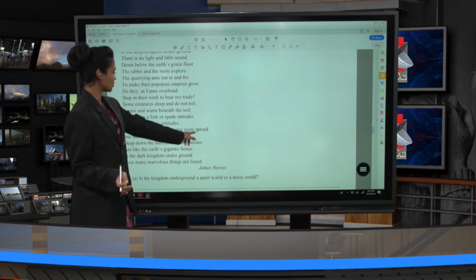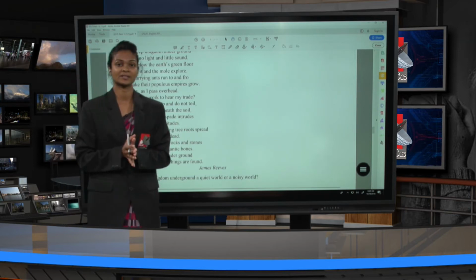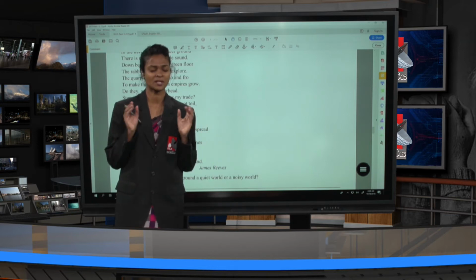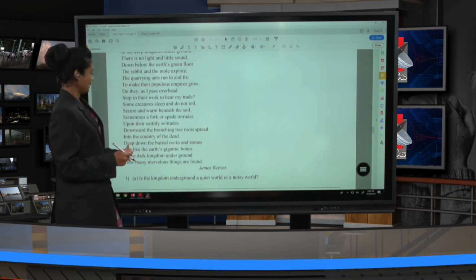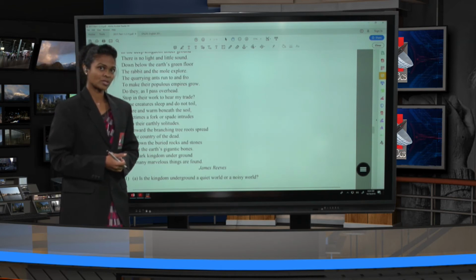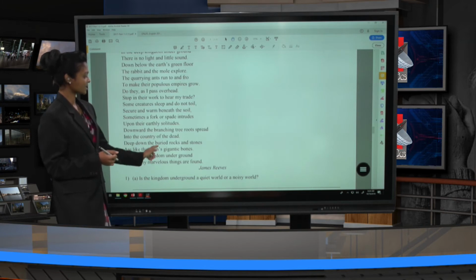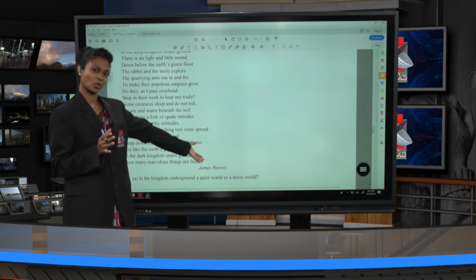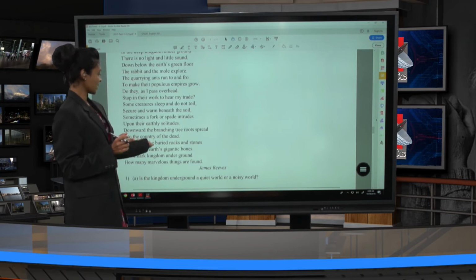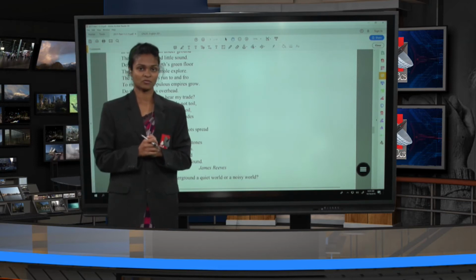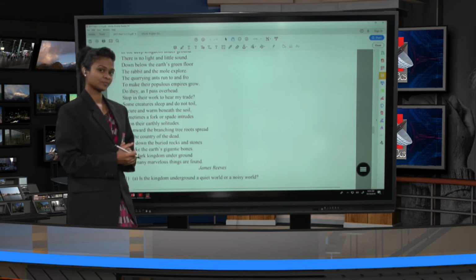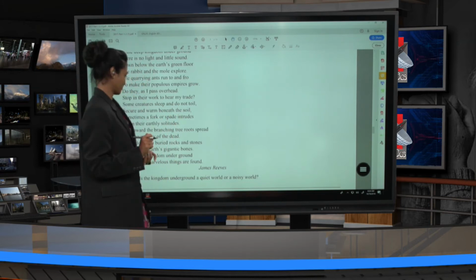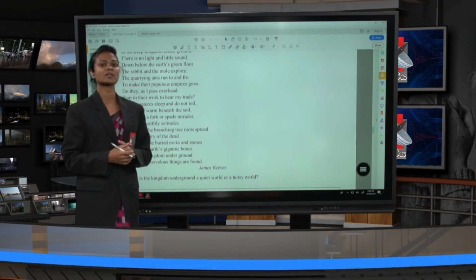Downward the branching tree roots spread into the country of the dead. It is a small country of the dead. That means there is no light, no sound. It's completely dark. Deep down the buried rocks and stones are like the earth's gigantic bones. Very large rocks and stones are like what? Earth's gigantic bones, huge bones. In the dark kingdom underground, how many marvelous things are found?